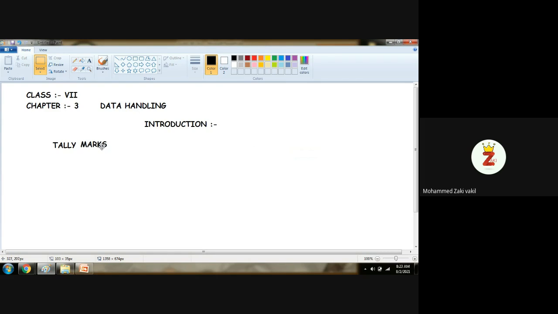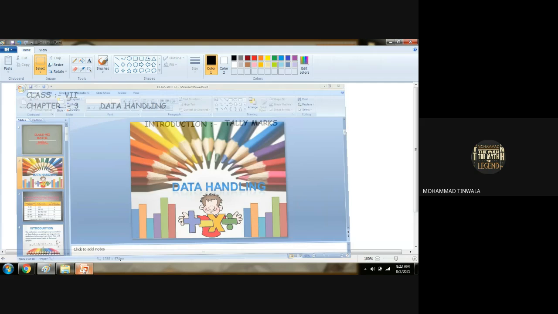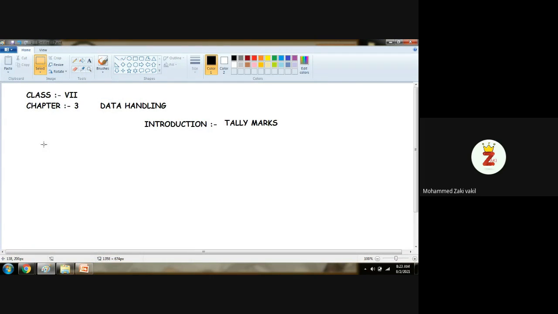Tally marks is a table. Yes, we have to prepare a table. In that table, we can introduce or know the marks of every piece.